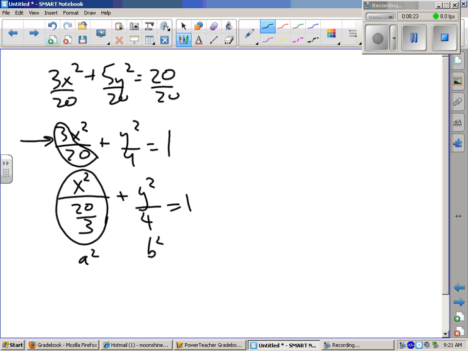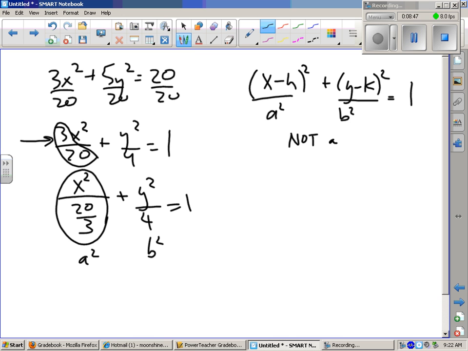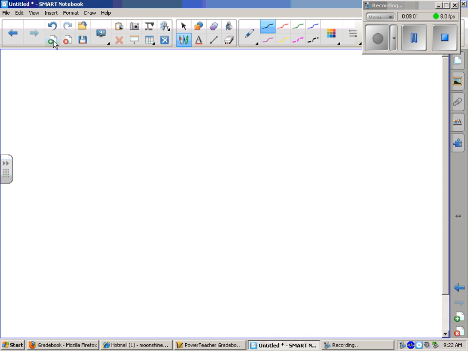Now, ellipses are not always in the center, not on (0, 0). So we have to add in a center, just like we did with the circle. It's (x minus h) squared over a squared plus (y minus k) squared over b squared, and it's equal to 1. So this is not at (0, 0). The h and k now become our center. So let's try a problem with this idea. I'm going to go to the next page so I have a little more room.